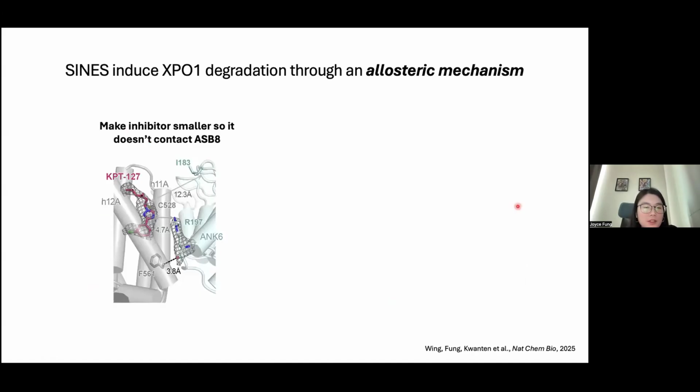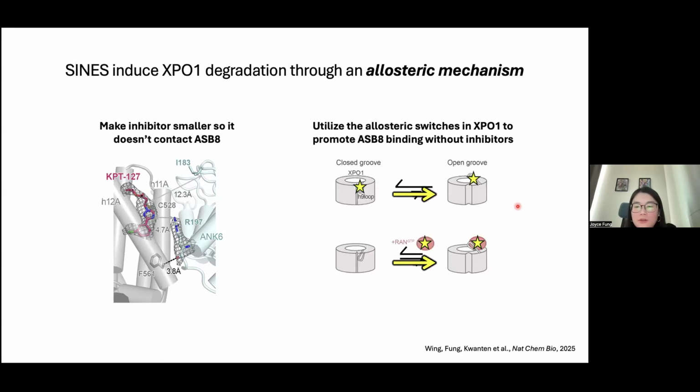So we were able to show that the single inhibitor contact that we saw is not necessary for ASV8 binding. We were even able to utilize the allosteric switches in Expo1 to promote ASV8 binding without inhibitor, in a way showing that this degradation is through an allosteric mechanism, unlike the known molecular glues out there.